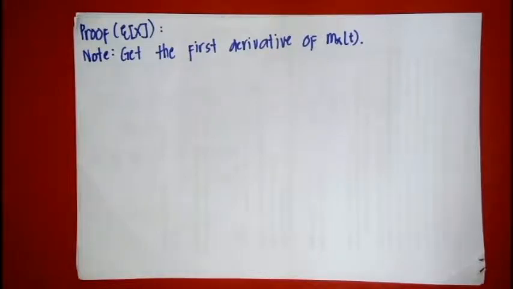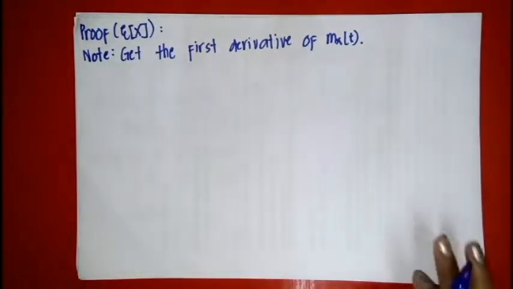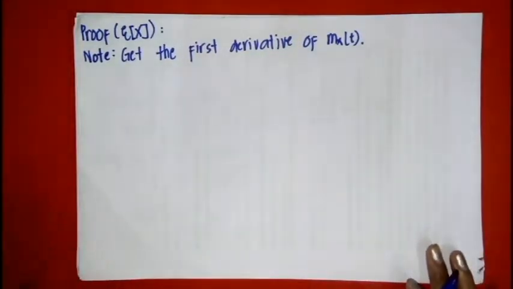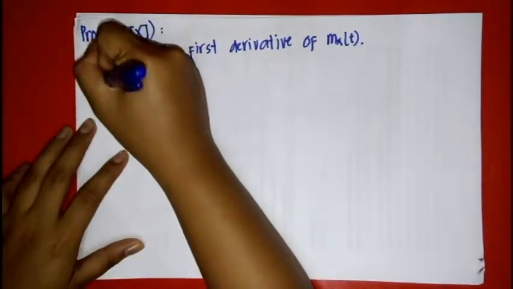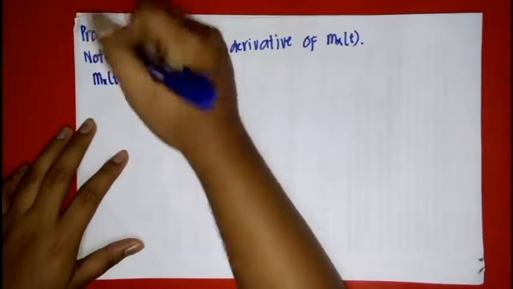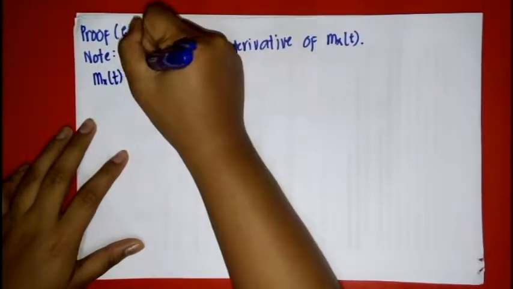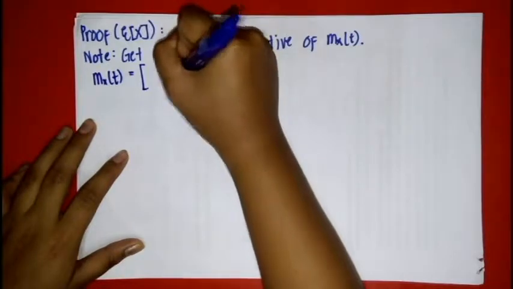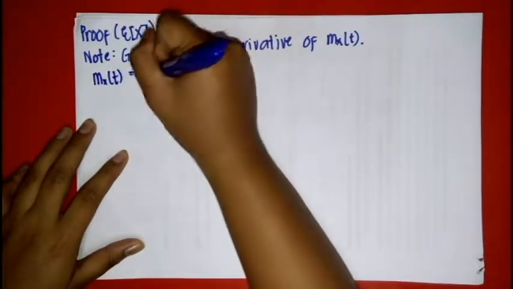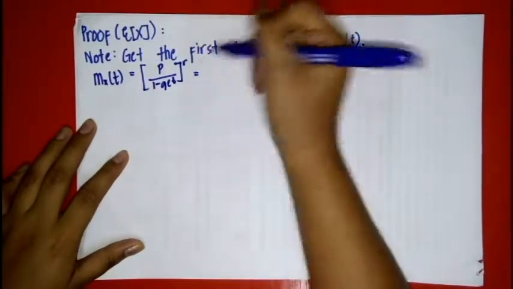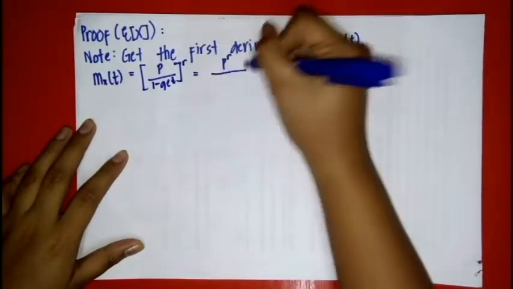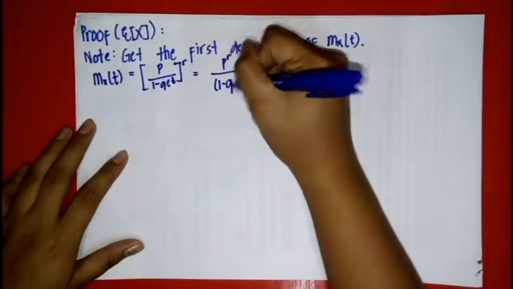After proving our moment generating function, we then prove our expected value of x. So let's get the first derivative of m sub x of t first. This equals the quantity r times p to the r times 1 minus q e to the t to the negative r minus 1, times negative q e to the t.